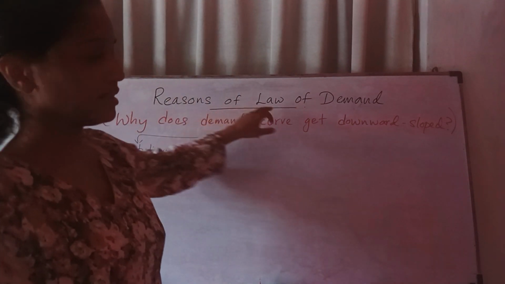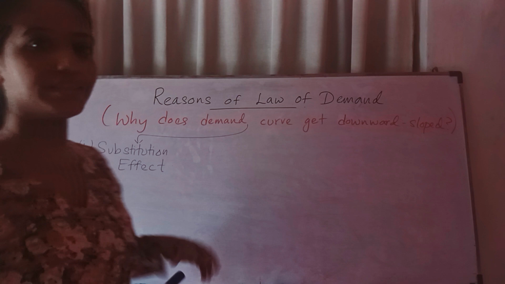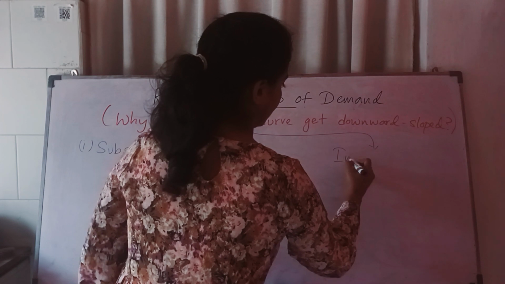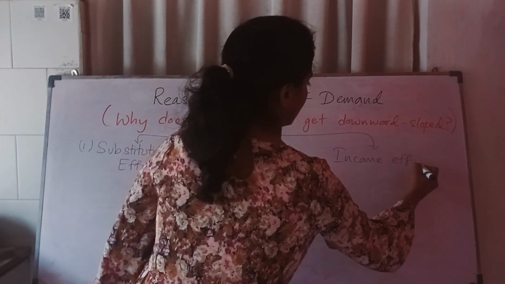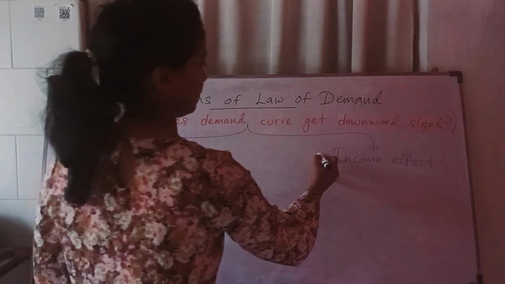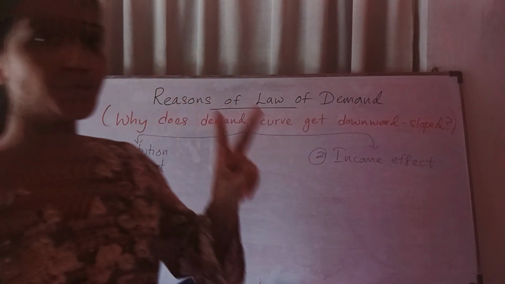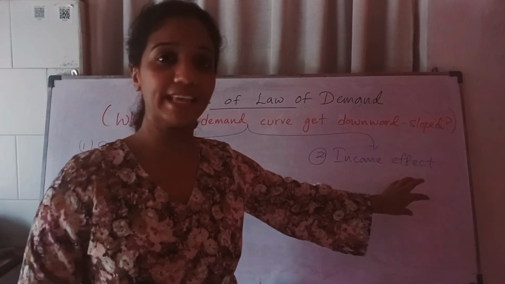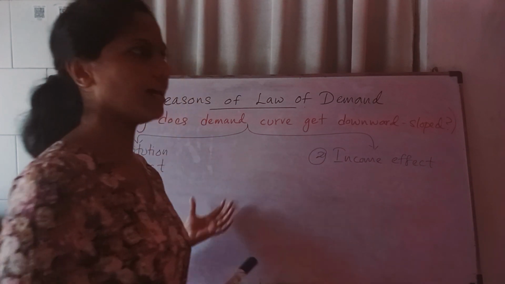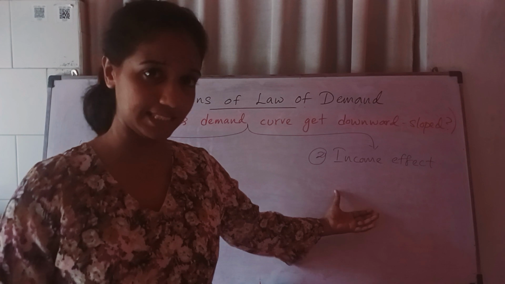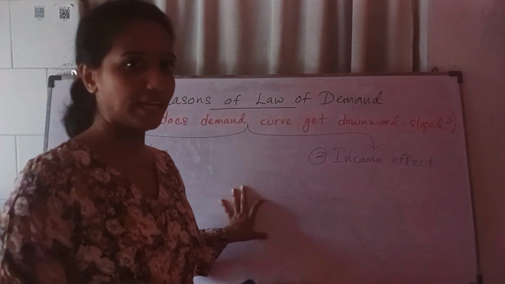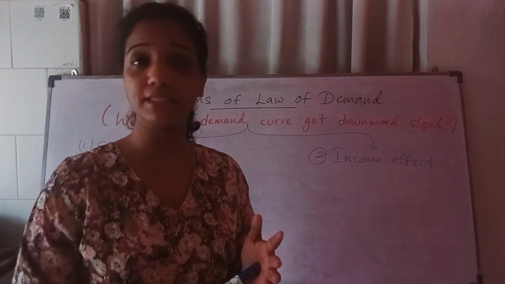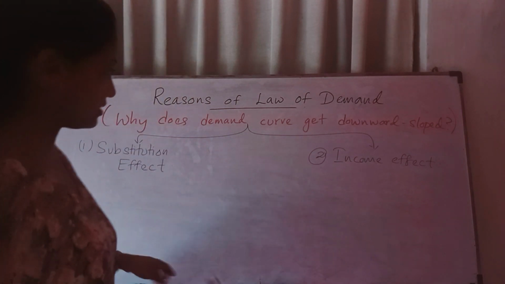So one of the main reasons of law of demand is substitution effect, and the other one is income effect. Basically there are two reasons of law of demand. Now we'll see what these effects, these reasons, are in detail, right? So I will take the first one, that is substitution effect. Okay, let's discuss what that is.